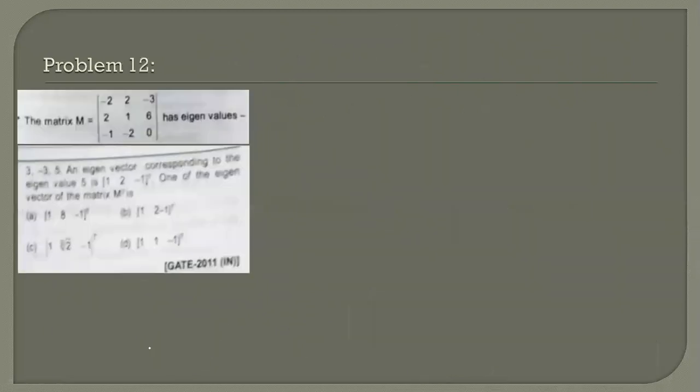Okay. The next question: the matrix M has eigenvalues 3, -3, 5. Read this question. Corresponding to 5, one eigenvector is given to you. Suppose x is given to you as (1, 2, -1) in transpose form. One of the eigenvectors of the matrix M cube is?